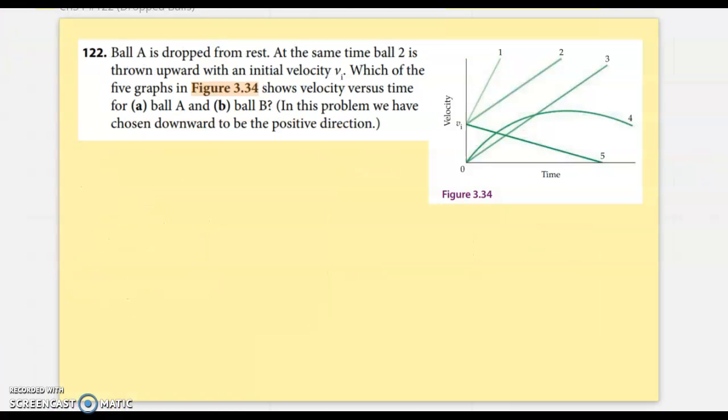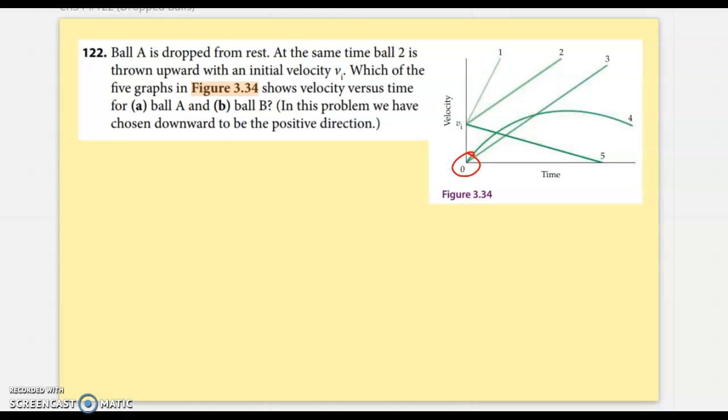Now on 122, you're supposed to choose which graph goes for which ball. Ball A is dropped from rest. Same time, ball B is thrown upward with initial velocity. And say which one is which. Now, we did something like this yesterday in class, if you can remember. For the ball dropped from rest, I have to pick one of the ones that start from 0. So the only ones that could possibly be are 3 and 4. I need ball A's velocity to start off at 0, so that's it.